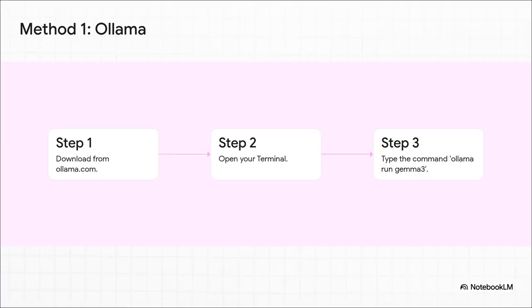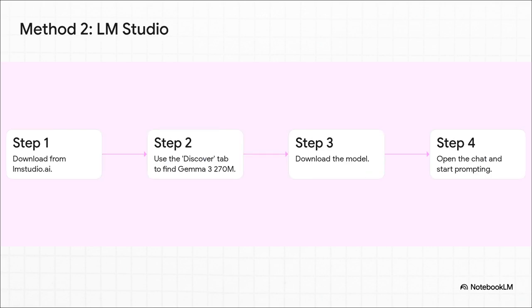So, for the more technical folks, the Ollama path is shockingly simple. You just download the app from their website, pop open your terminal, and type one command: ollama run gemma3. That's literally it. The AI is now running on your machine. Now, if you'd rather not touch a command line, and hey, no judgment here, LM Studio is fantastic. You just download the application, use its built-in search bar to find the Gemma 3 270M model, and click download. Once that's done, you just switch over to the chat tab, and you're ready to go.